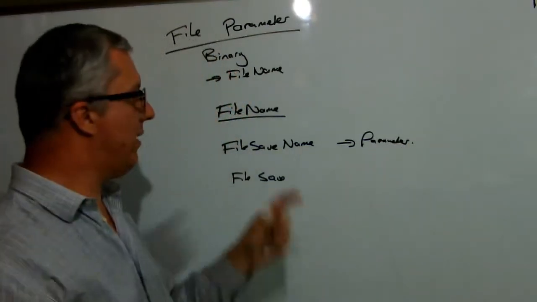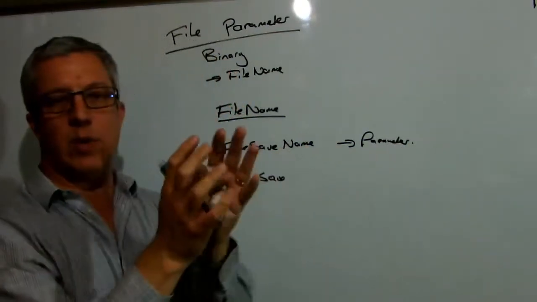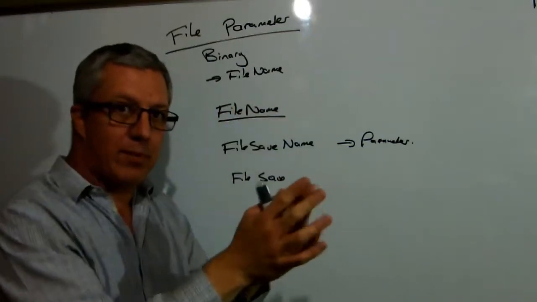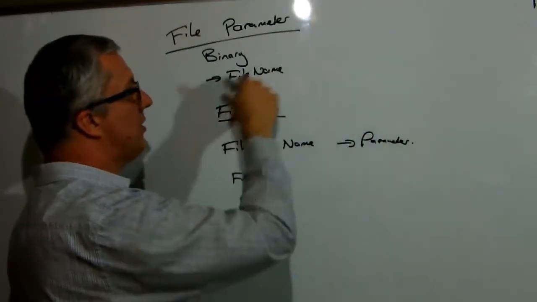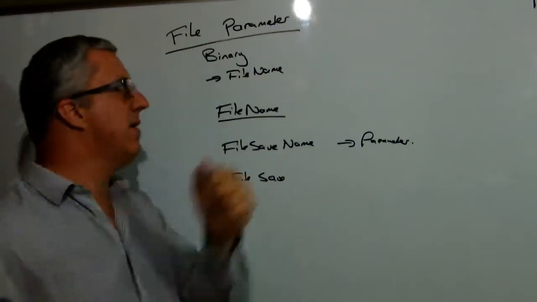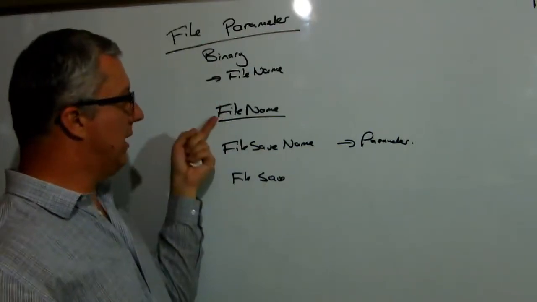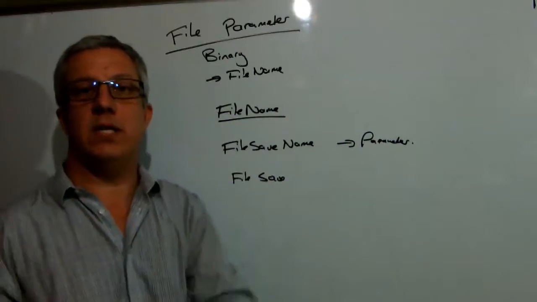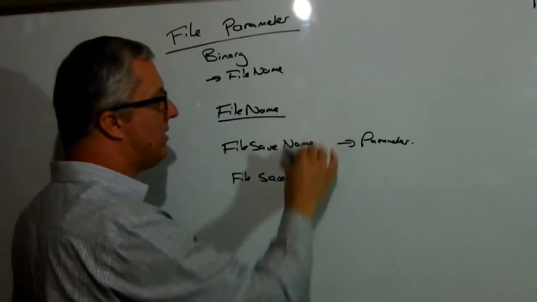So what I will have in my file save name is I'll have a place where I can put the name parameter. That is the parameter that's going to contain my name, and then I also need to specify the file's parameter. Where does it need to go look for this file? So that's the first part.